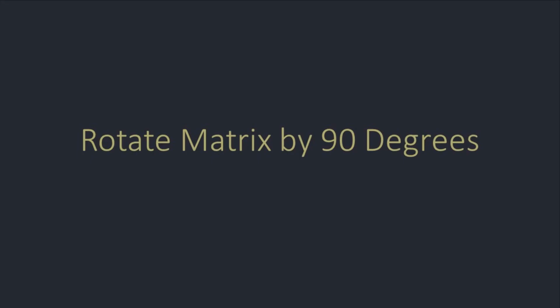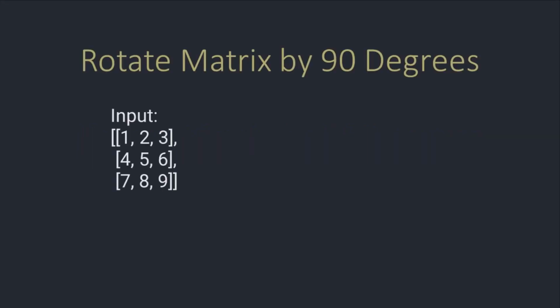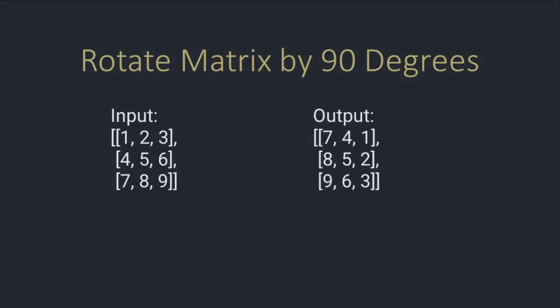Rotate matrix by 90 degrees. If our input matrix is 1, 2, 3, 4, 5, 6, 7, 8, 9, the output will be 7, 4, 1, 8, 5, 2, 9, 6, 3. This can be used in rotating an image by 90 degrees.